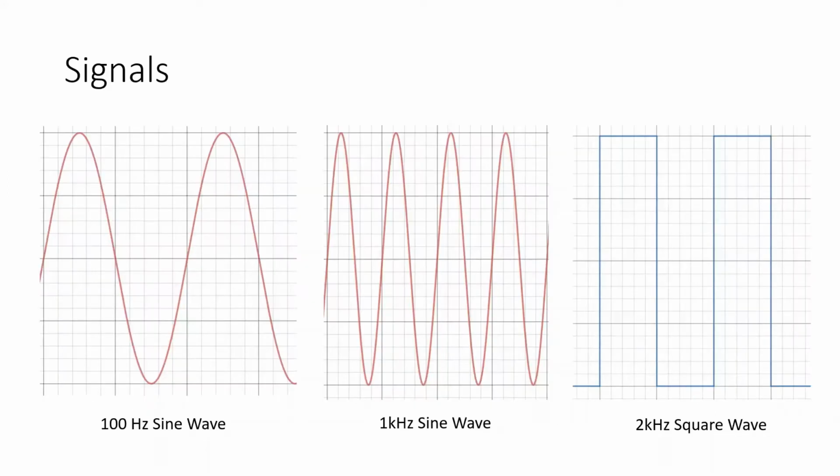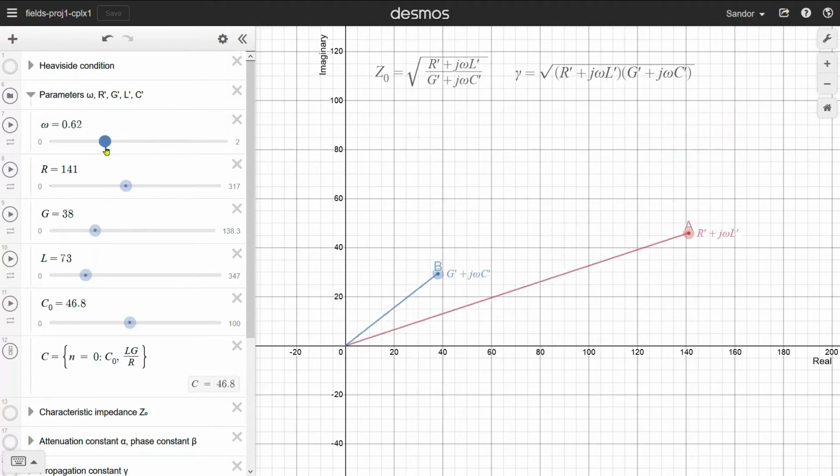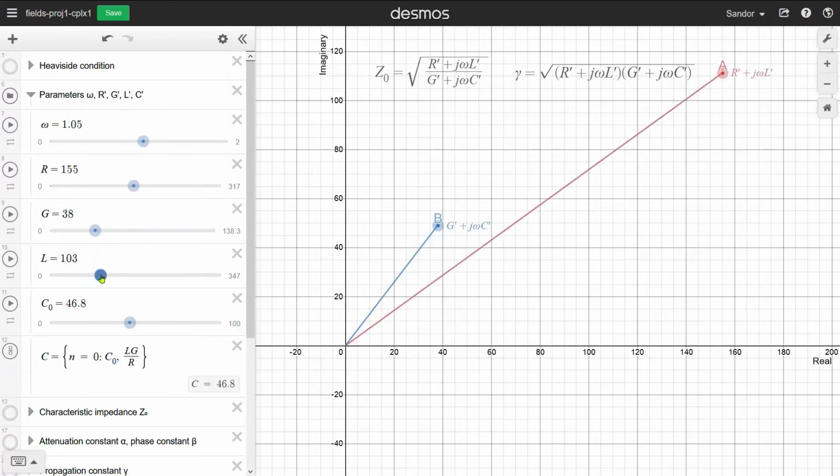The 3 signals that will be used are a 100 Hz sine wave, a 1 kHz sine wave, and a 2 kHz square wave. To see the effects of frequency and T-line parameters, it's helpful to draw them on the complex plane. The sliders on the left control omega, r', g', l', and c', and plotted on the complex plane to the right are the complex numbers r' plus j omega l' and g' plus j omega c', which I've labeled A and B for convenience.